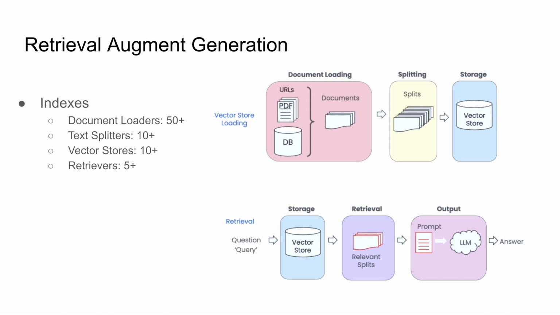It supports about 10 different text splitters. Text splitters are the way that, when you take in a big document, you have to break it apart, and you have to identify where the concepts are breaking apart.